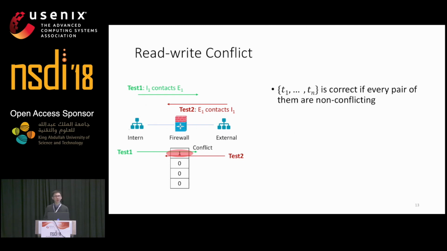Actually, we can formalize this idea, and we prove in the paper that n test traces are correct to run in parallel according to our definition if every pair of them is non-conflicting. This is particularly important because it gives us an efficient algorithm. We can look only at pairwise conflict relations in order to determine whether or not there exists a correct scheduling.